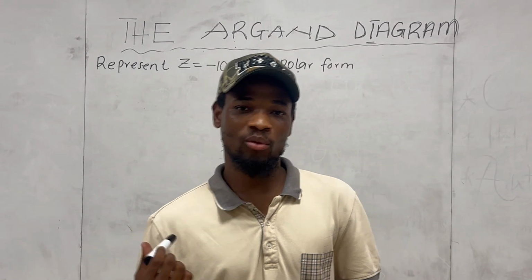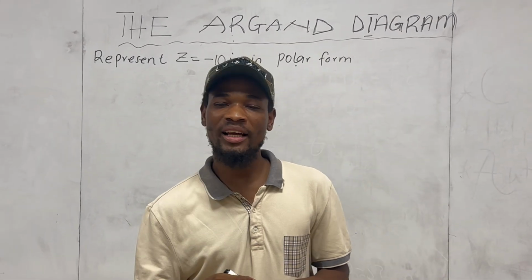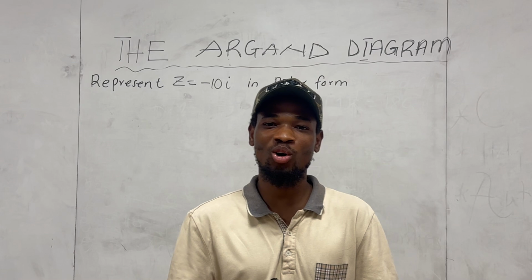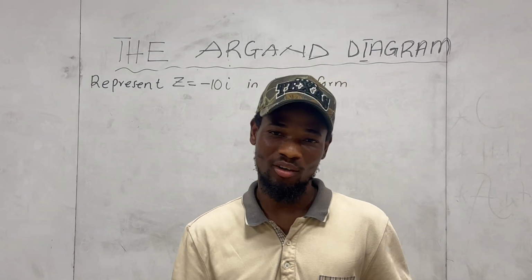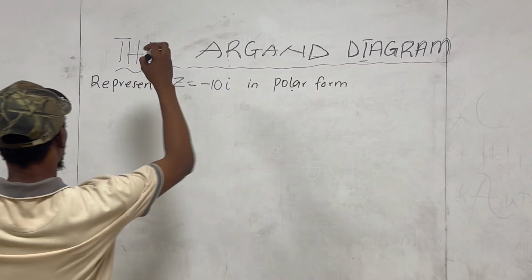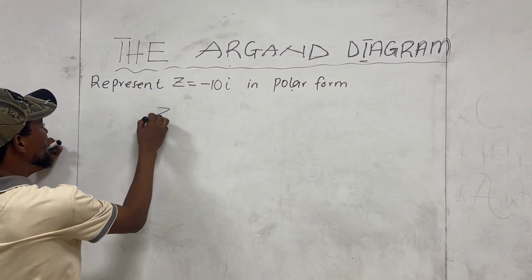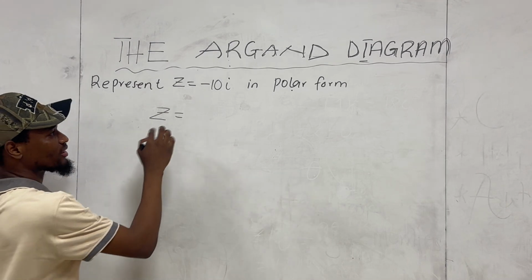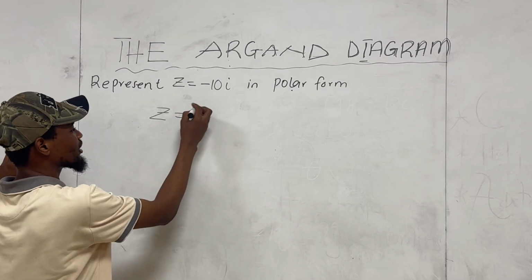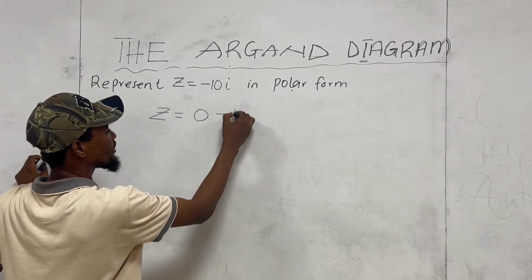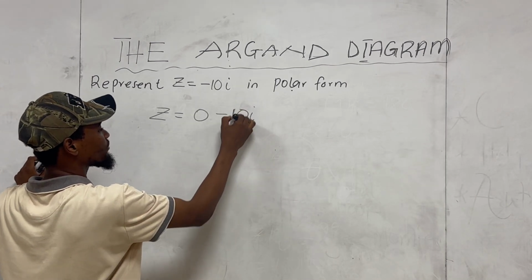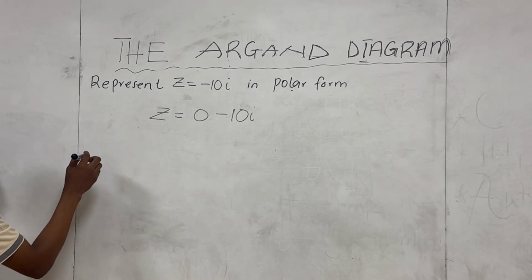Viewers, let's solve the question on the board. Represent the complex number z, which is equal to negative 10i, in the polar form. We know that complex number z is represented by the real number part. Here we don't have the real number part, so that will be 0, then minus the imaginary part, which is negative 10i. So let's find the modulus.